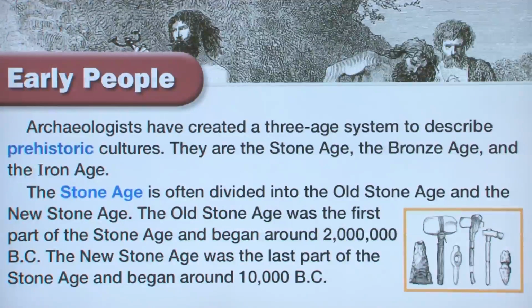Archaeologists have created a three-age system to describe prehistoric cultures. They are the Stone Age, the Bronze Age, and the Iron Age. The Stone Age is often divided into the Old Stone Age and the New Stone Age. The Old Stone Age was the first part of the Stone Age and began around 2 million BC. The New Stone Age was the last part of the Stone Age and began around 10,000 BC.